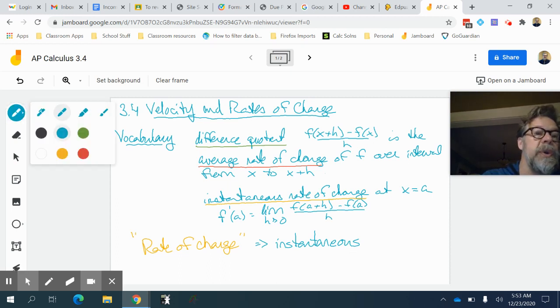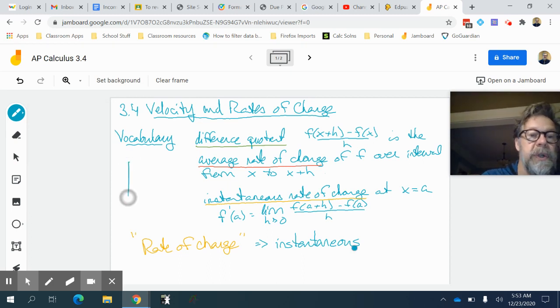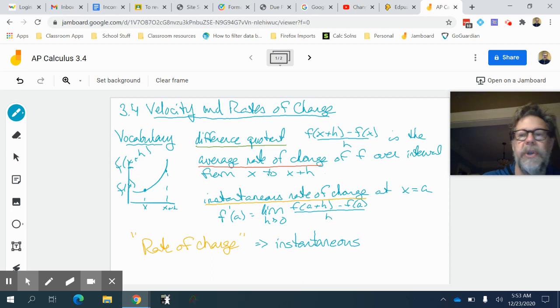And if we wanted to, we could very quickly just sketch our little graph. You guys have seen this before. There's x plus h, and of course, this is f of x plus h, and this is f of x. So we've got our change in y, we're changing x.